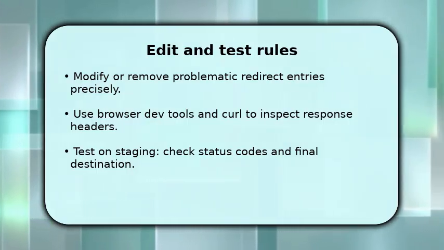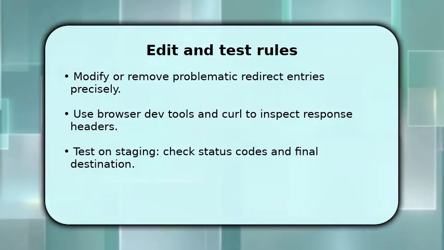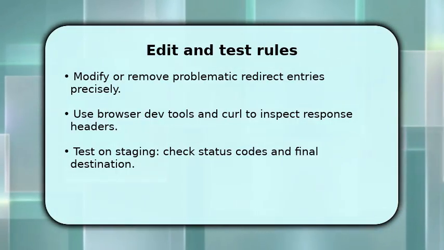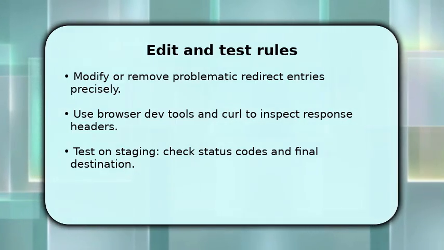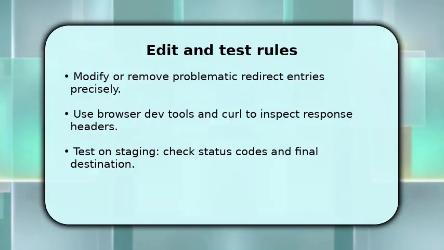Then validate changes with curl and browser dev tools to inspect location headers and status codes. Once done, test linked navigation and canonical tags to ensure no redirect loops or chains. If you have a staging site, run a full crawl. This uncovers hidden redirects before you push to production.